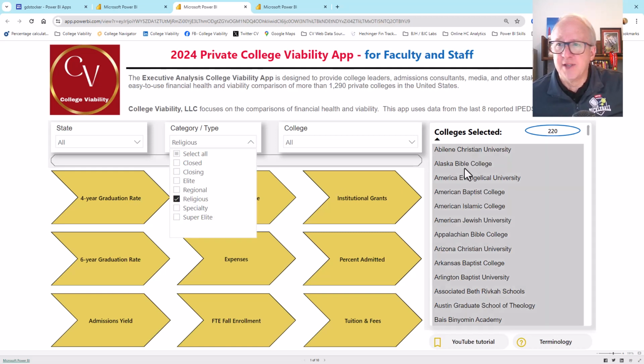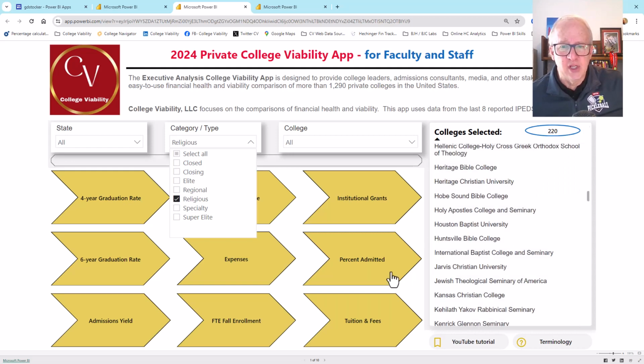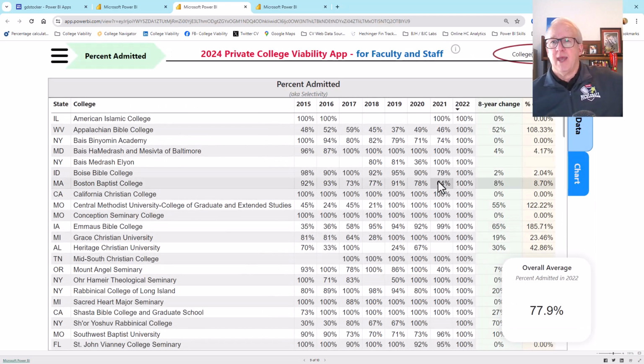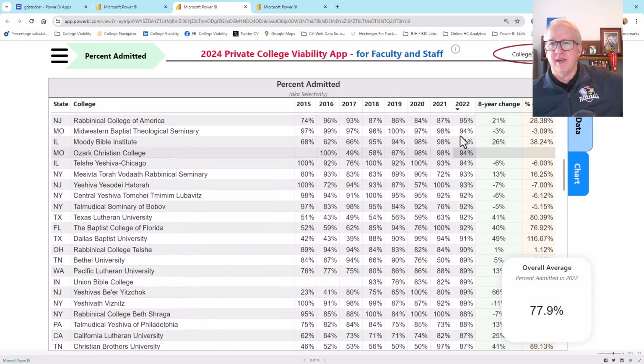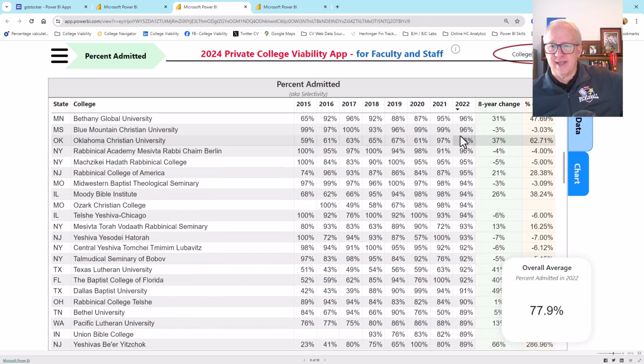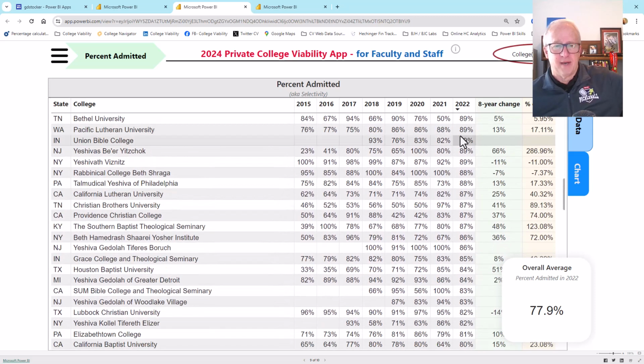And in the United States, there are 220 religious private colleges. You can scroll through the list right there. Let's do something different and look at percent admitted. Look at 2022. Look at all the colleges that admit 100% of their students, and a still decent set that admit 9 out of 10, and even a fair number that admit 80s and up. That's fine. Colleges are welcome to admit whoever they want.